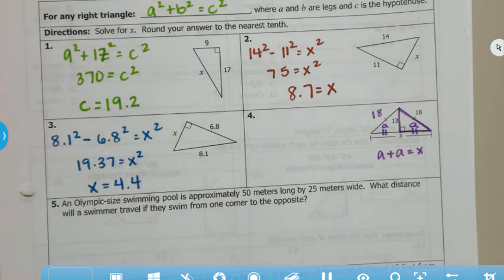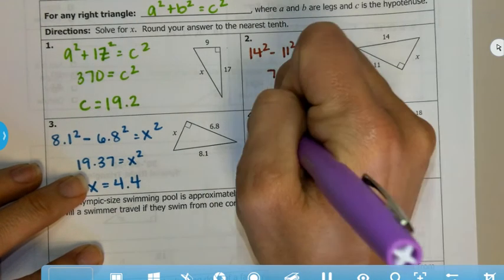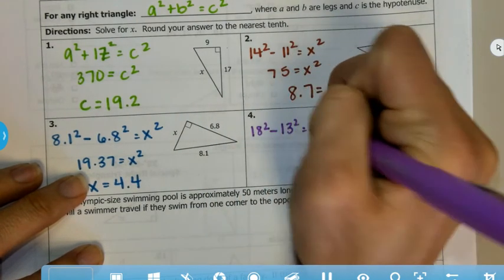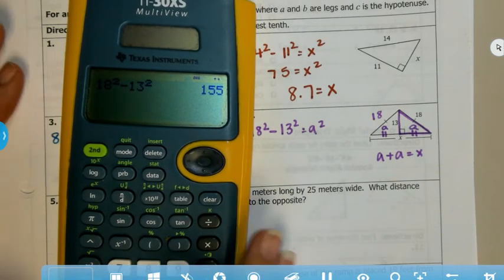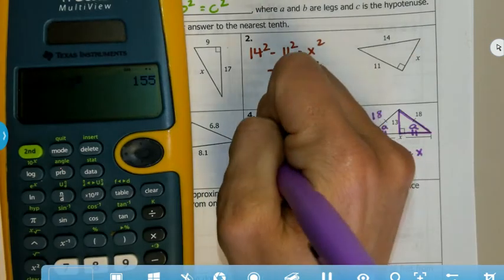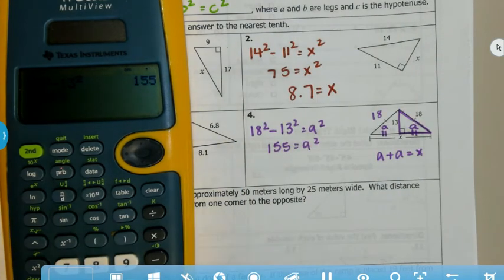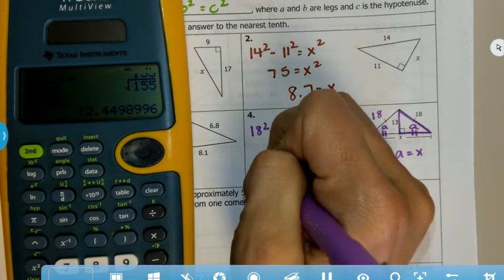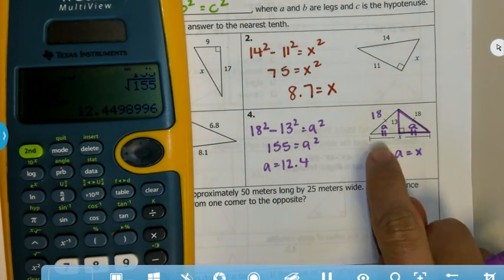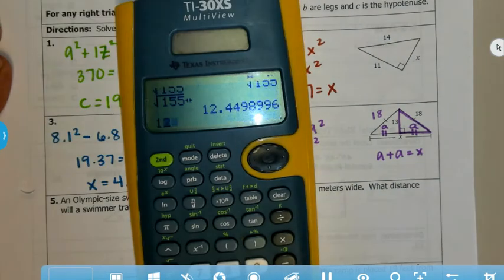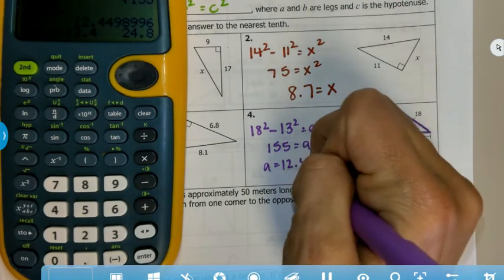So first you had to find A, and hopefully you subtracted to find A. So that would be 18 squared minus 13 squared equals A squared. 18 squared minus 13 squared is 155. So 155 equals A squared. Take the square root there. So A equals 12.4. And if that side's 12.4, then that side is also 12.4. So 12.4 plus 12.4 for x gives us 24.8.